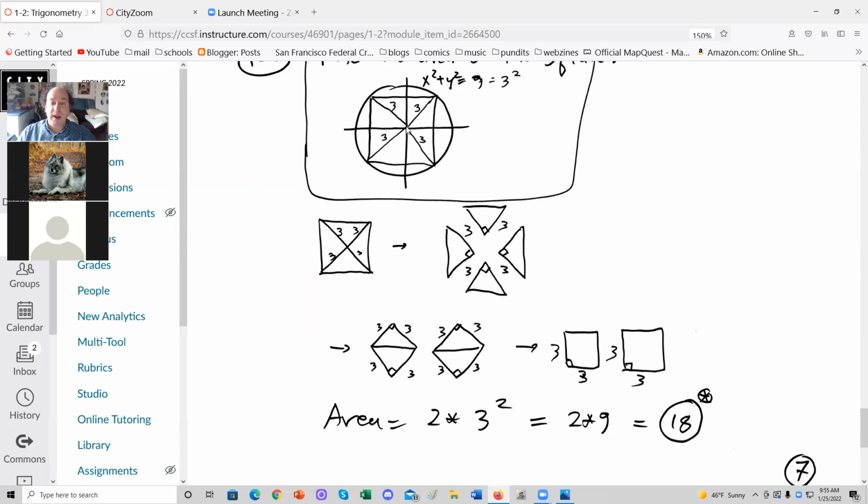And if I'd gone by finding this distance, then this distance, you would have found this distance here is √18, which would be 3√2. Another matter for elsewhere.